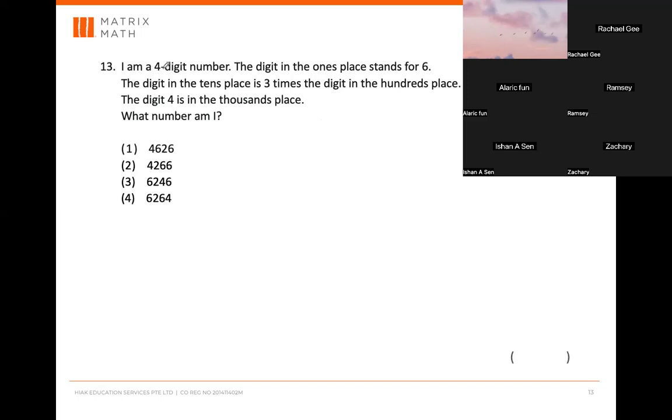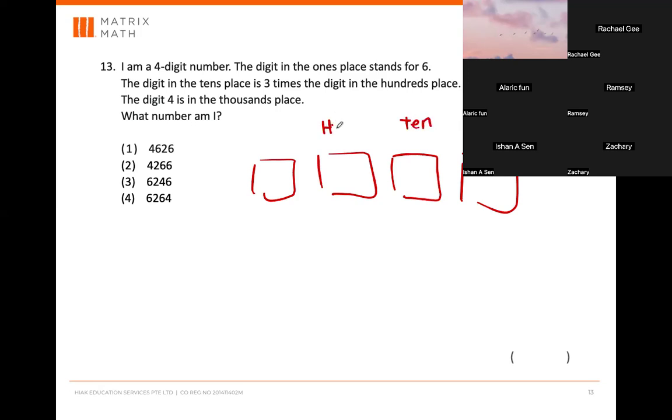13. I am a 4-digit number. The digit in the ones place stands for 6. So how do we do these types of questions? First thing first, if you know that you will have a 4-digit number, put boxes here to represent the 4-digit number. You can always put your place values here: ones, tens, hundreds, thousands. Okay, so it's actually a good way.